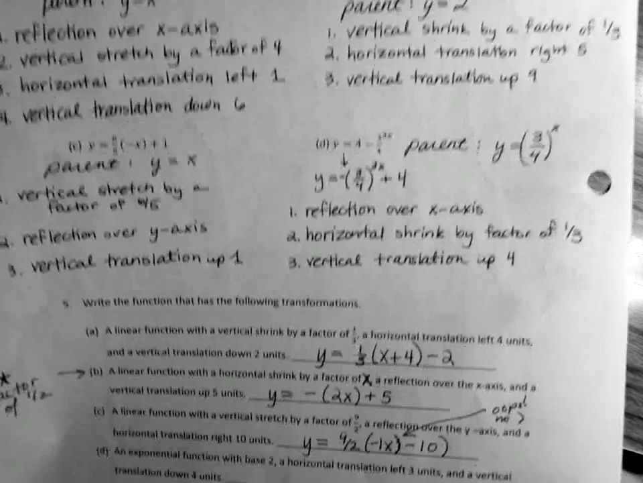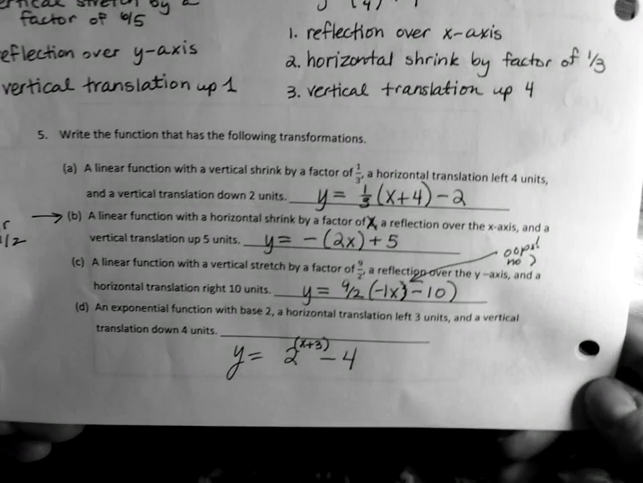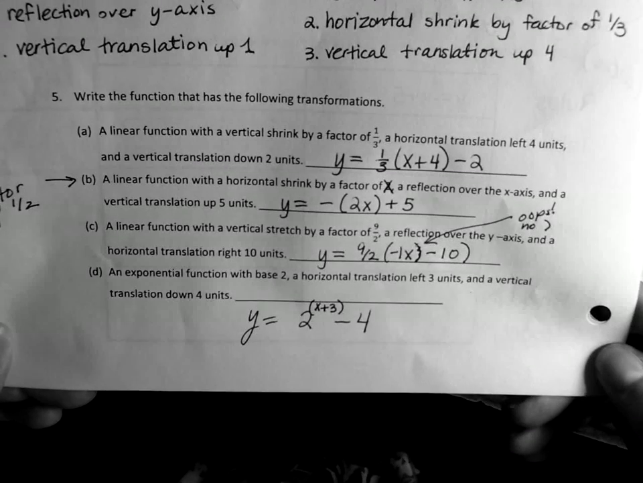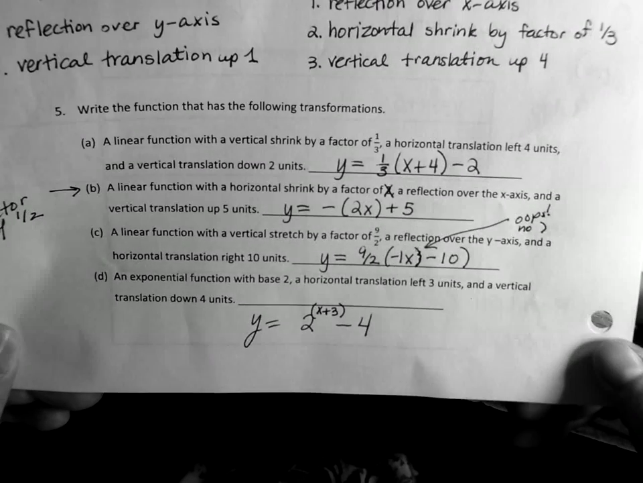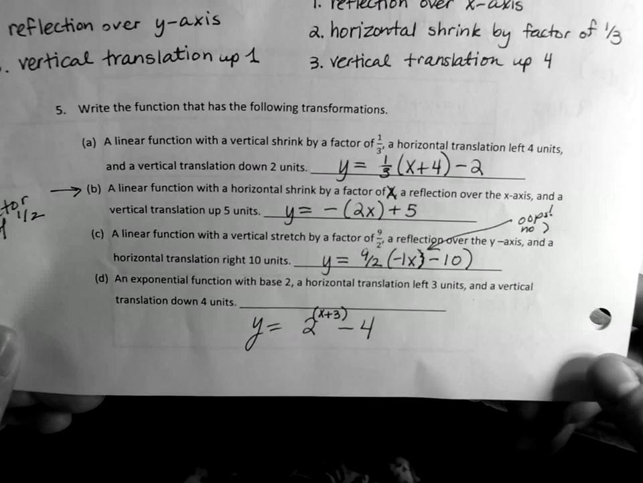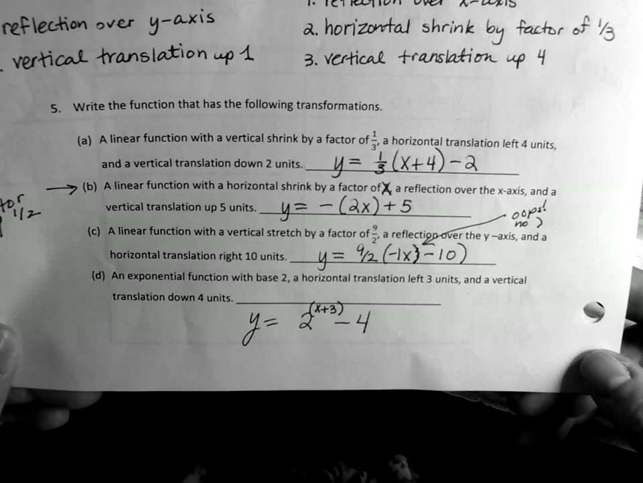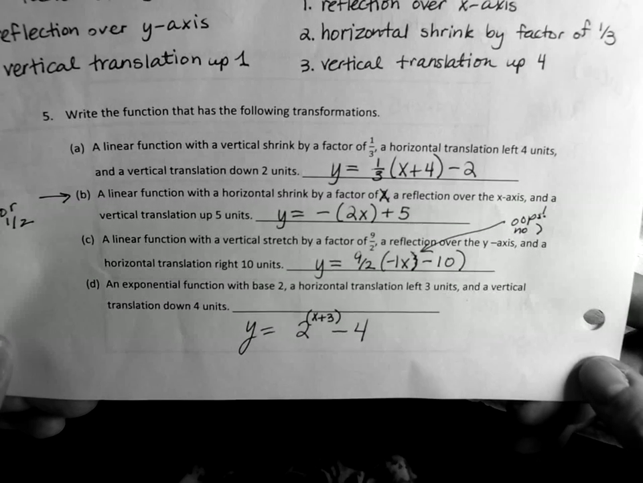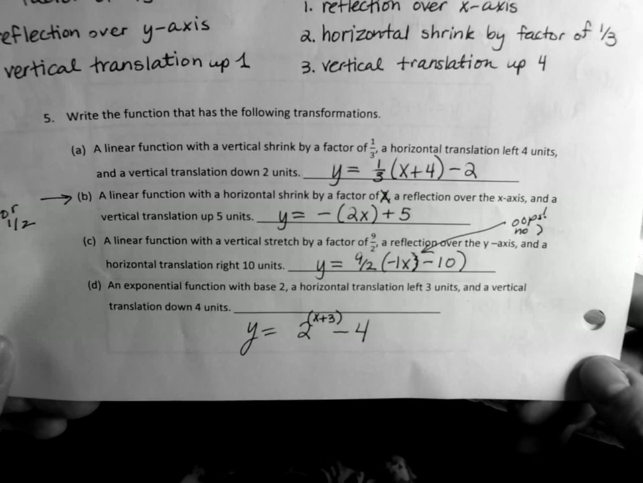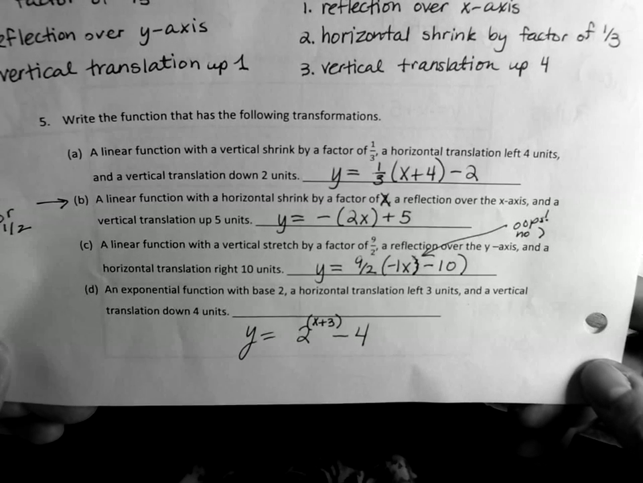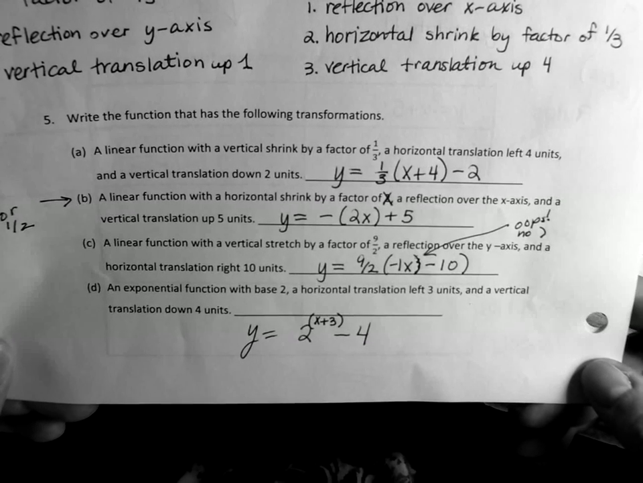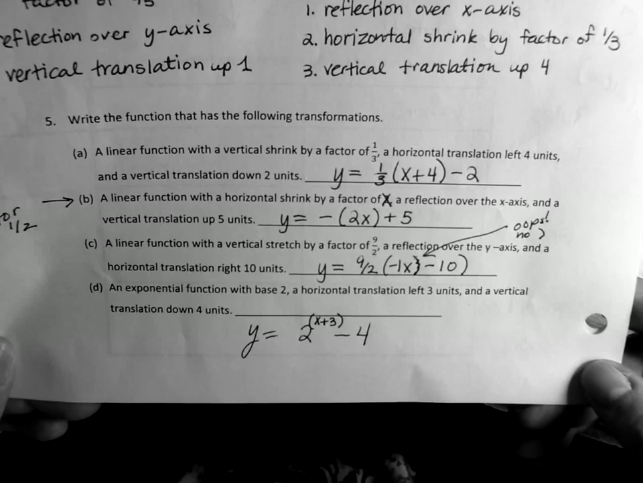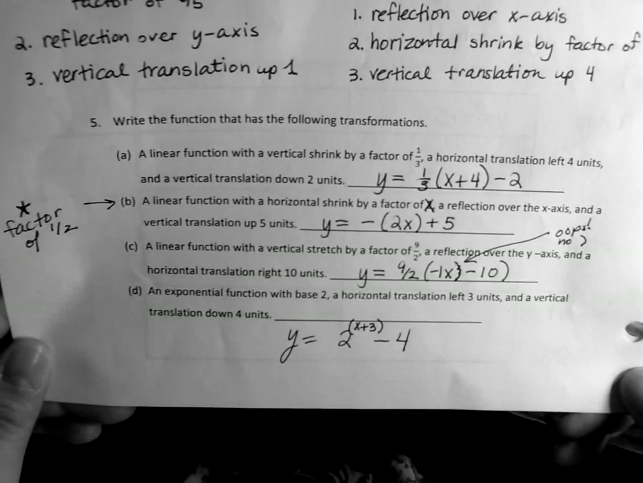Moving down, right here, if you look at part B of number 5, and this is the nice thing about having a video, I can point something out to you. It said a horizontal shrink by a factor of 2. You would not have a horizontal shrink by a factor of 2. A shrink would be by a factor of 1/2. So if you have a horizontal shrink, let's say it's a factor of 1/2.